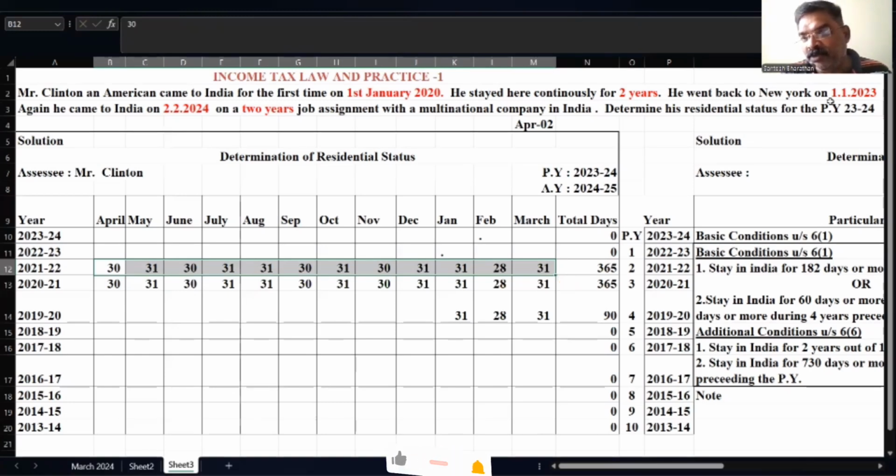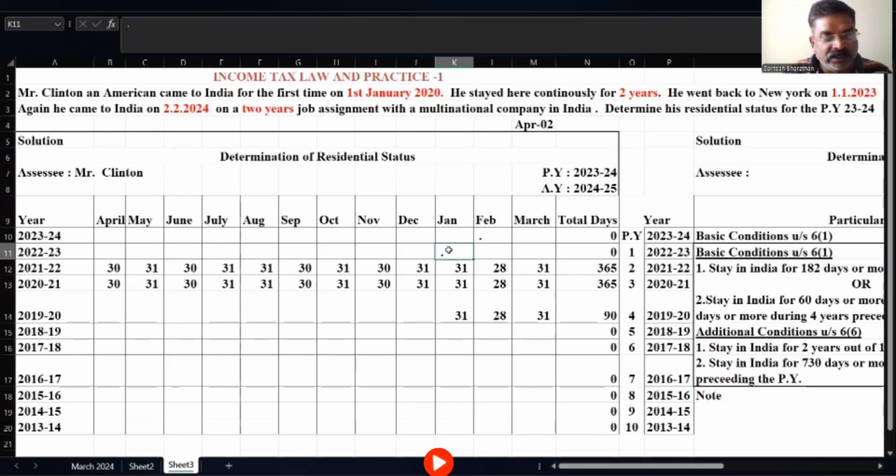He went back to New York on 1/1/2023. That falls here, New York. 1/1 is again up to January. He is there 31 days. This row I'm going to fill. In April he was there for 30 days. May 31, June 30, then 31 July, August 31, September 30, October 31, November 30, December 31, Jan.